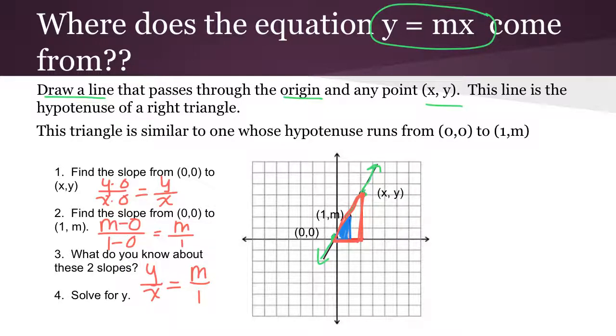Y over x is the slope of the big triangle, and m over 1 is the slope, or the hypotenuse, of the little triangle. Now, if I want to solve for y, I have to get rid of this divided by x business. So if I multiply both sides by x, my x's over here would cancel, and y equals m over 1 times x, or y equals mx.